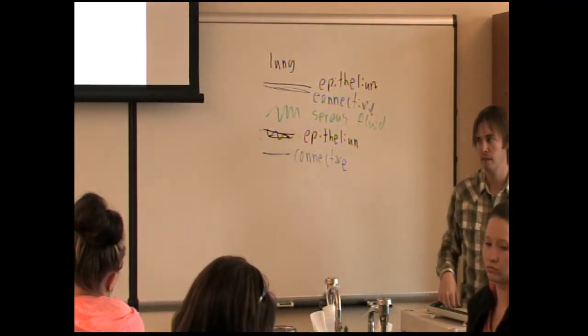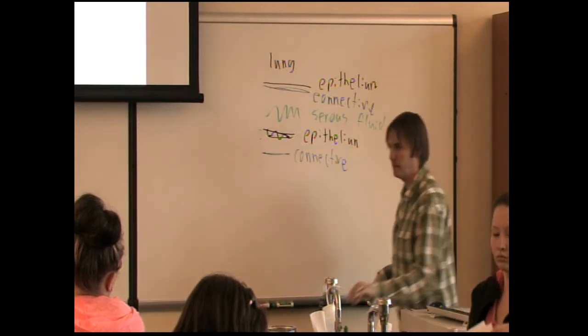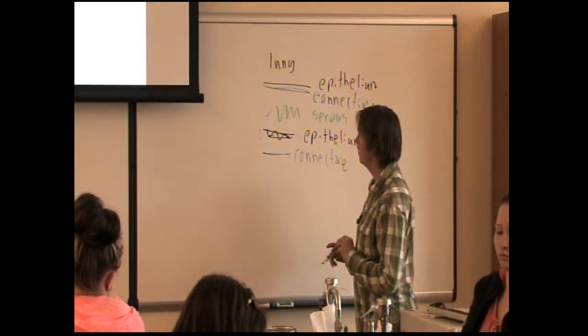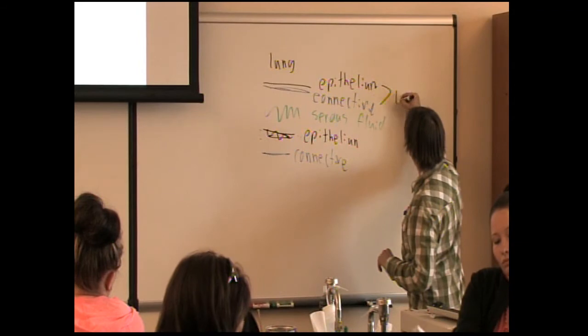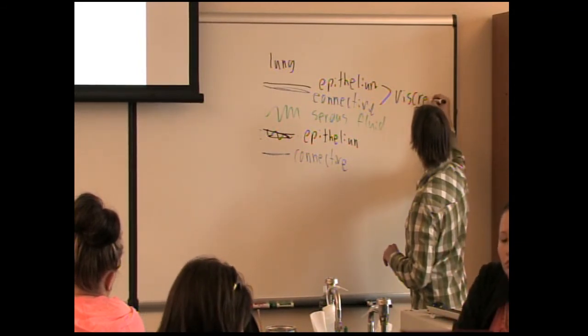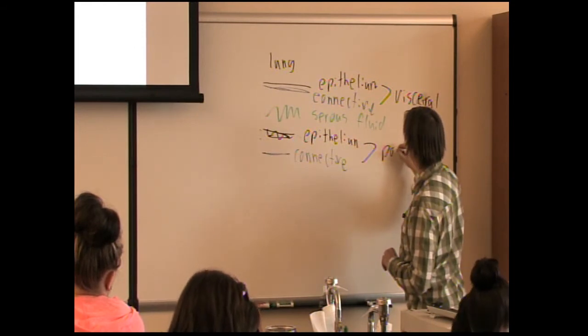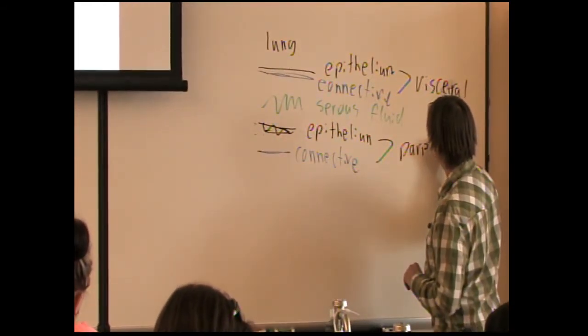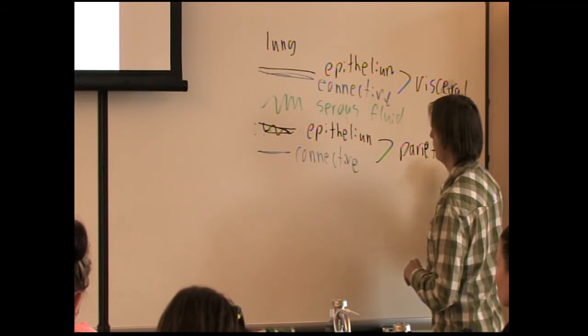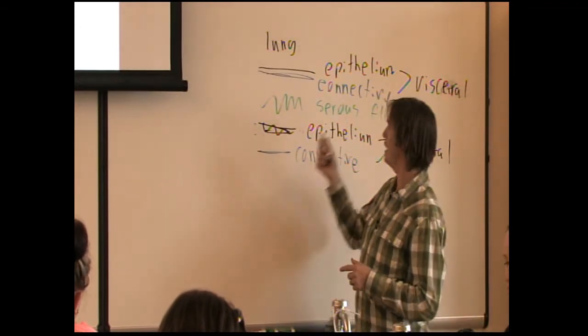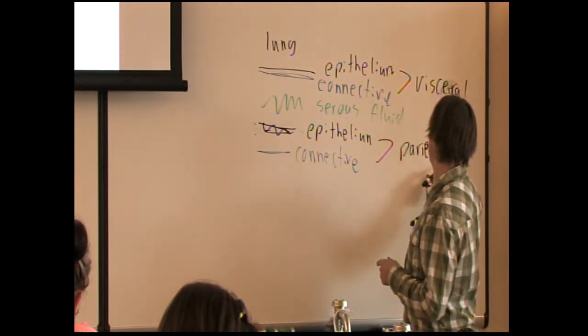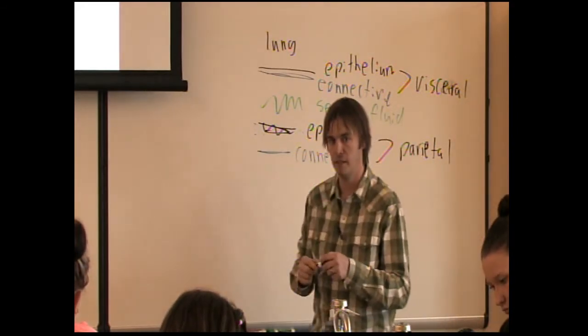So now the visceral, correct? The one on the inside of that is visceral. Yeah, this would be visceral, and this would be parietal. And if you're talking about the lungs, it's the visceral pleural and the parietal pleural membrane.